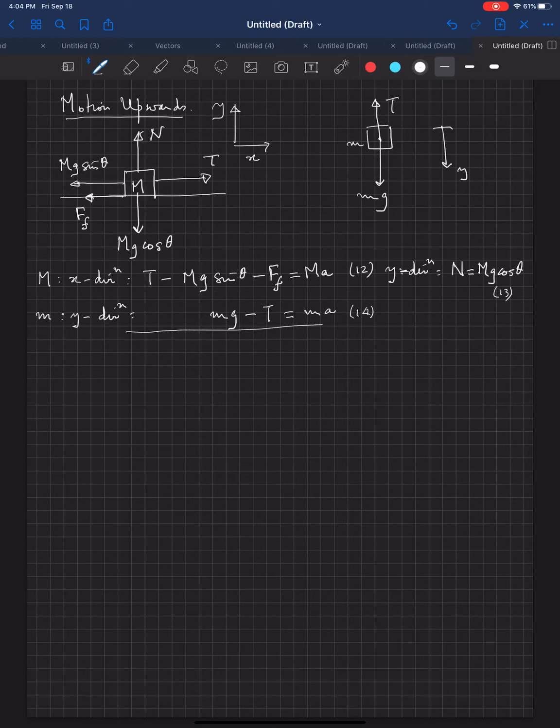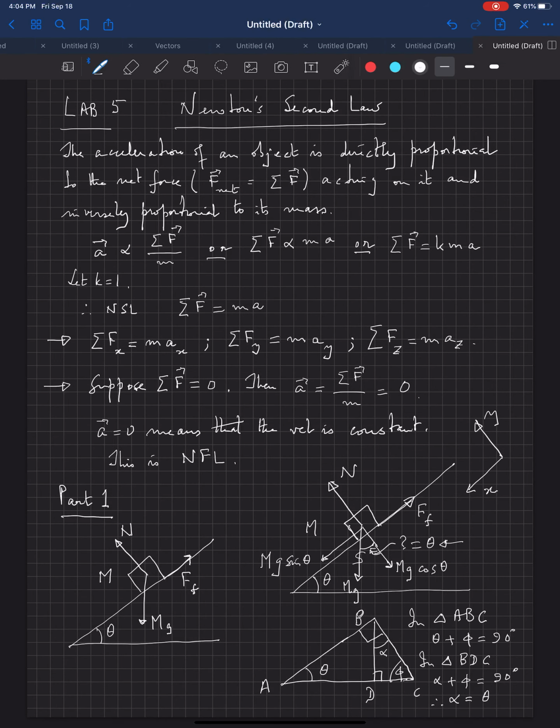And now I do the same old trick as before. I said, let's add 12 and 14. All right. And if I want to add them, I notice that there's a plus T over here, there's a minus T over here, so those two cancel out.